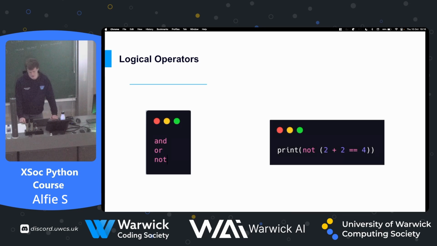So if you have a true value, not true would be false, and not false would be true. So we cycle around here, and we say, is not 2 plus 2 equal to 4? If we evaluate the inner bit first, is 2 plus 2 equal to 4? It is. So this inner bit is true. Now in your heads, replace this 2 plus 2 equal to 4 with true. And now we have not true, which we just said is false. So this would print false.